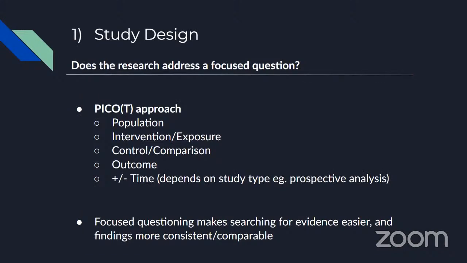So as Jessie's mentioned, there's a few key concepts. I'm just going to explain them further. And when we are choosing a study design, we essentially need to ask what is our question and how do we answer it. So we need a focus question, and we do this based on the PICO approach. So just to remind everyone, it's the population, the intervention or exposure, control or comparison, outcome, and then depending on the study type, there might be a time element to it as well. And when we ask a focus question, we're making finding evidence easier as well as finding more consistent and comparable results.